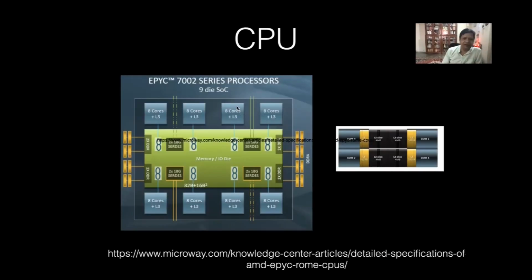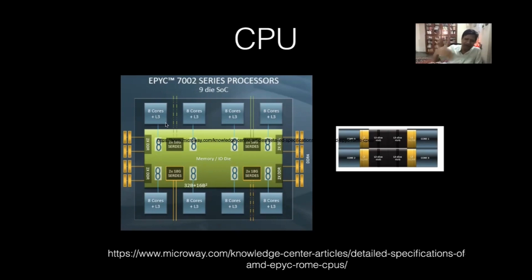Okay. Now, if you look inside the CPU of modern processors, this is one of the AMD processors called Rome. The name is EPYC 7002. A new processor is coming which is even better than this, but this is the fastest CPU available right now. So how many computing units does it have?